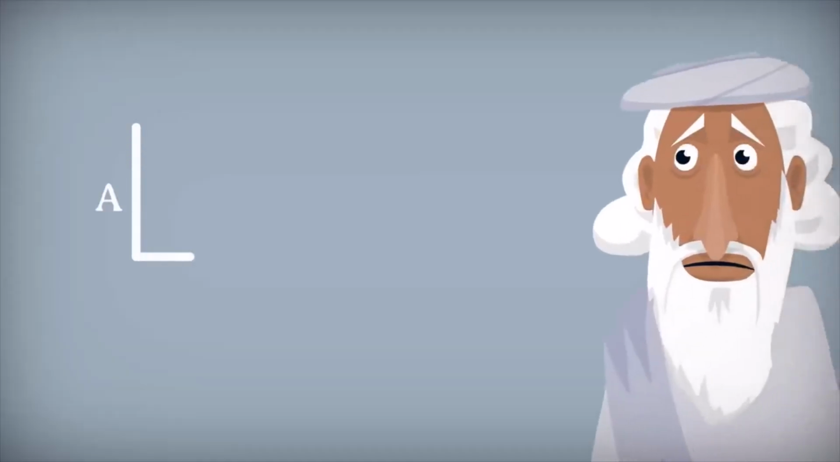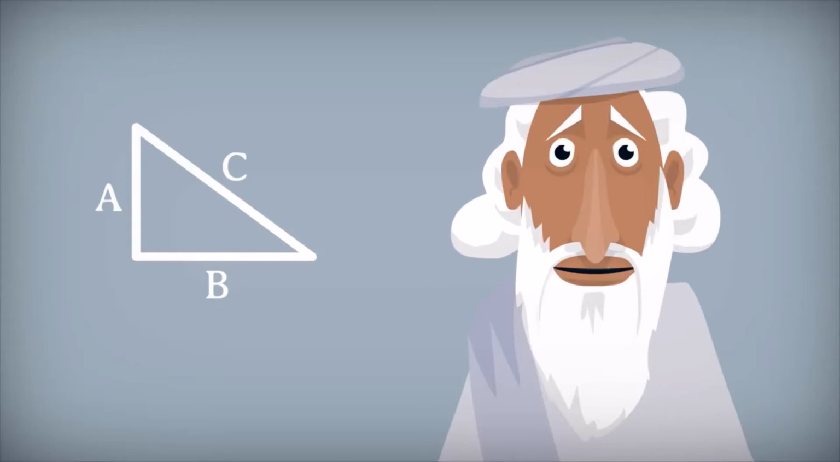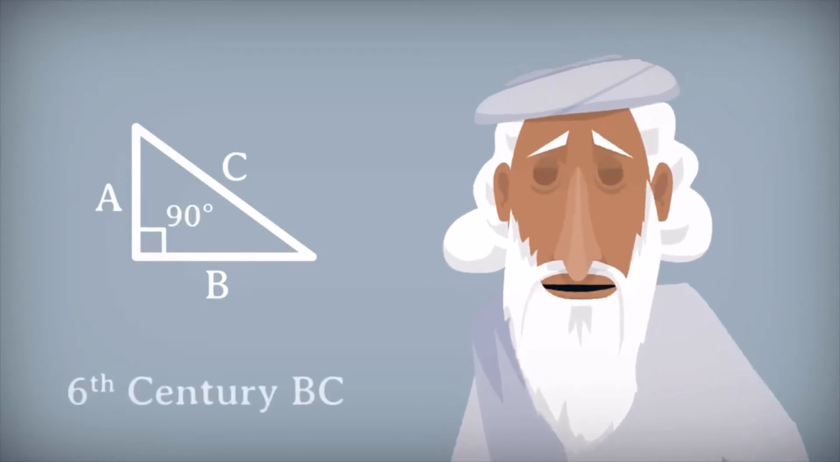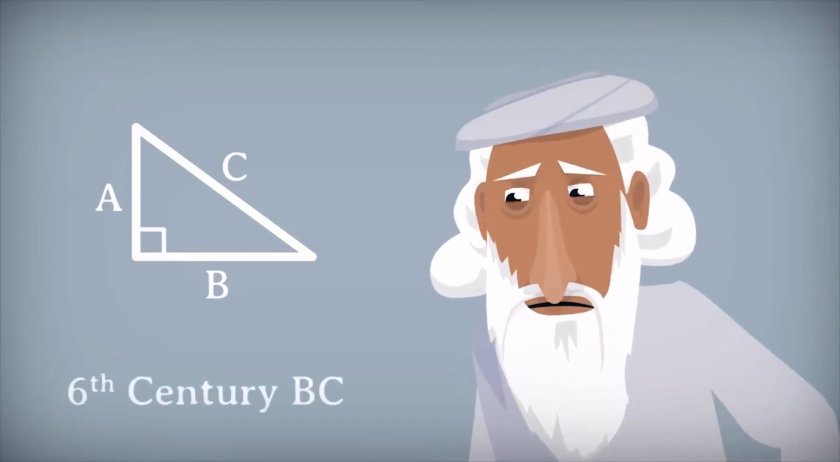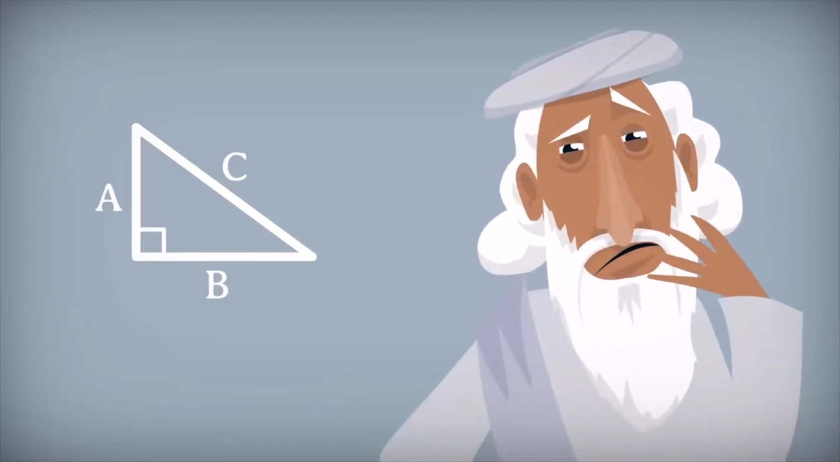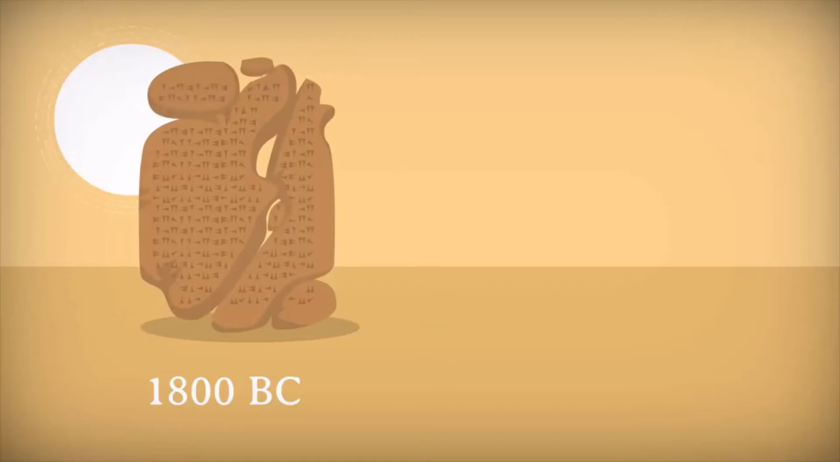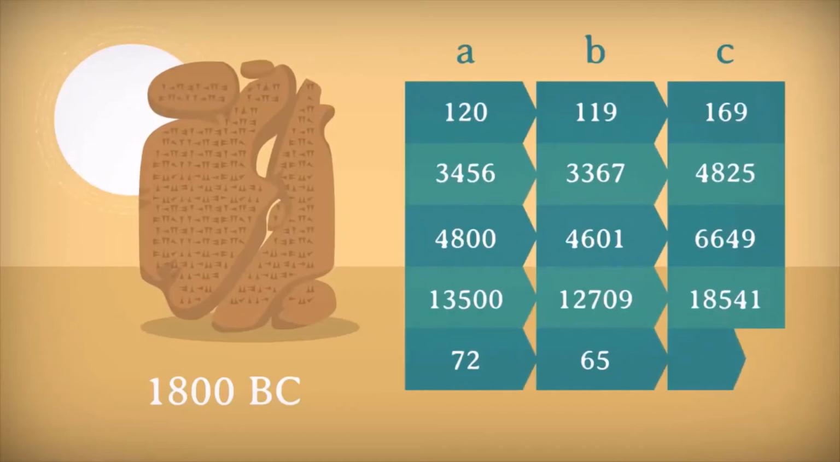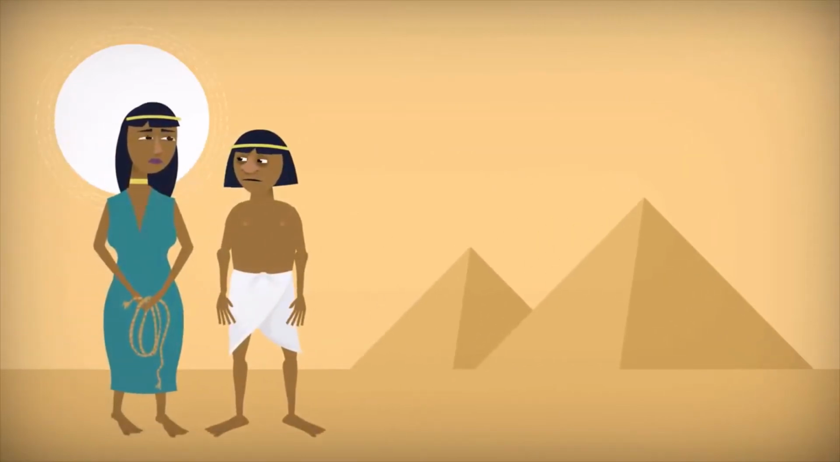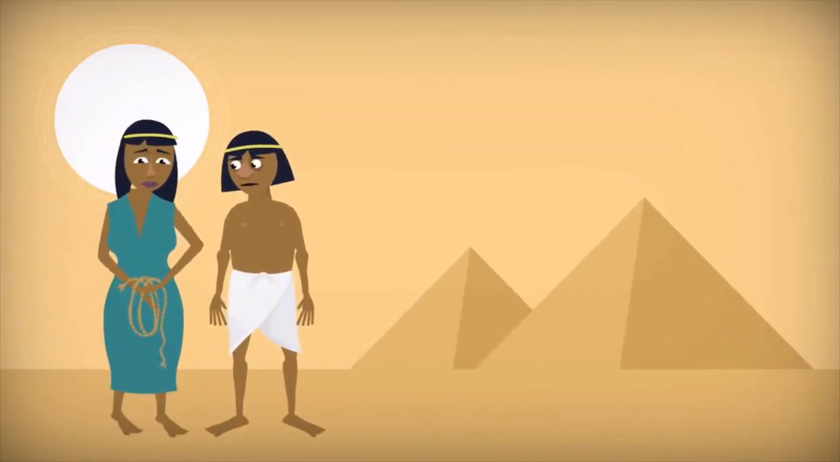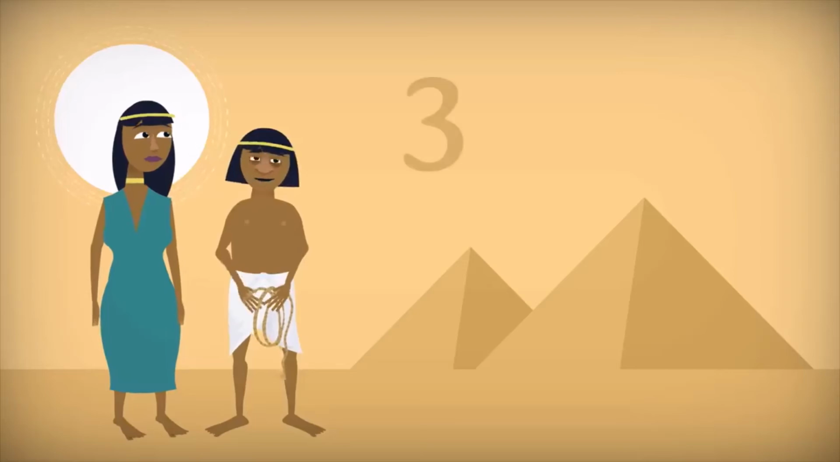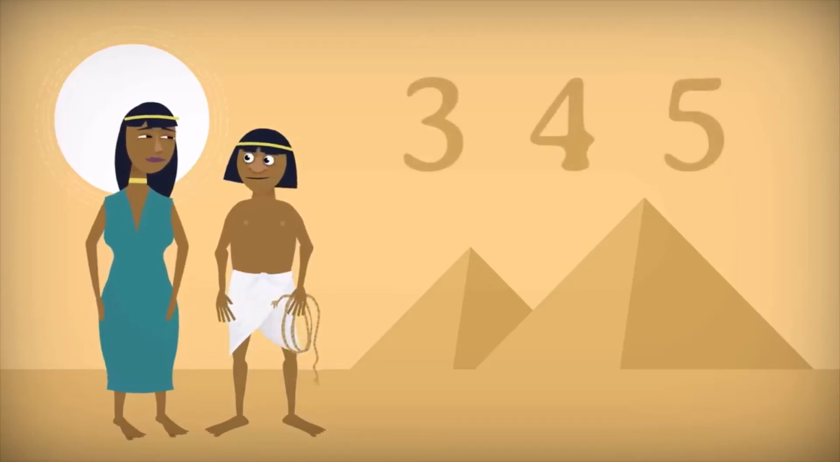The theorem is named for Pythagoras, a Greek philosopher and mathematician in the 6th century BC, but it was known more than 1,000 years earlier. A Babylonian tablet from around 1800 BC lists 15 sets of numbers that satisfy the theorem. Some historians speculate that ancient Egyptian surveyors used one such set of numbers, 3, 4, 5, to make square corners.